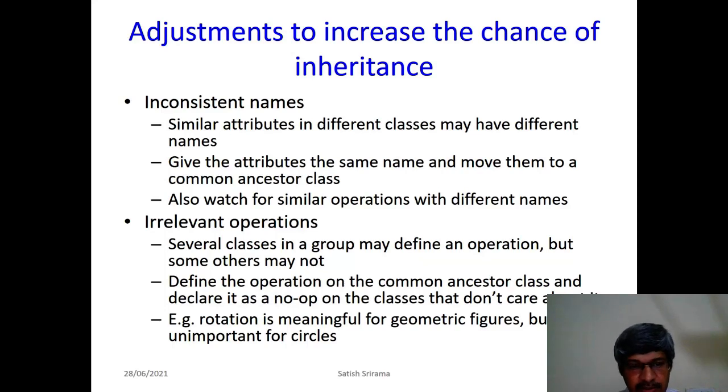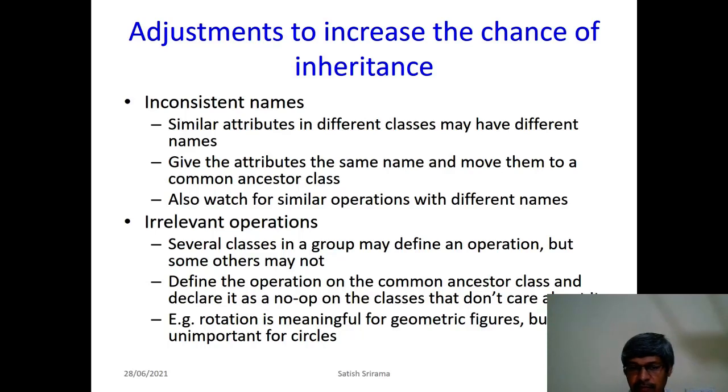Then there can be irrelevant operations. Several classes in a group may define an operation, but some others may not. Let me give you an example. We have earlier seen the geometric figures. If there is a square, a rectangle, and so on, rotation is meaningful for them if they have that method. But for a circle, rotation has no meaning. Even if you rotate by a certain angle, the circle is still the same.